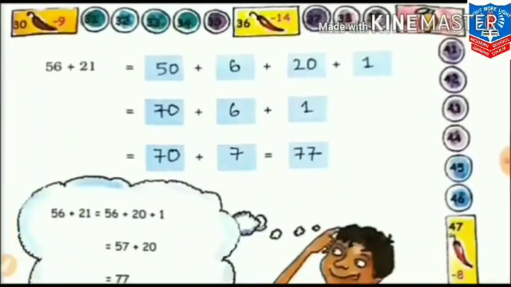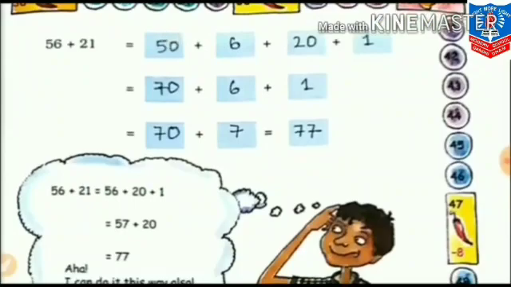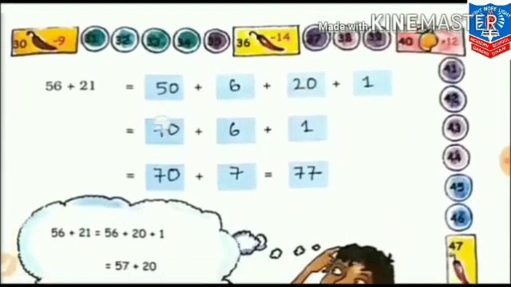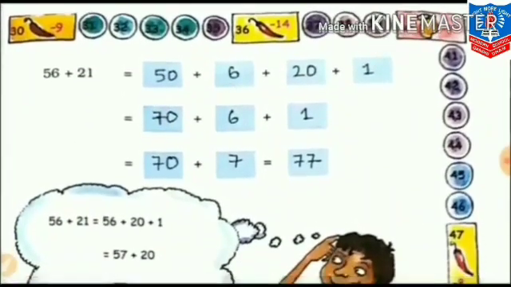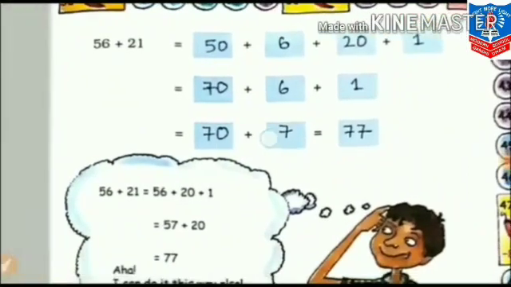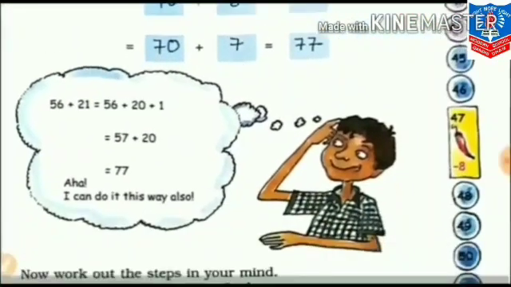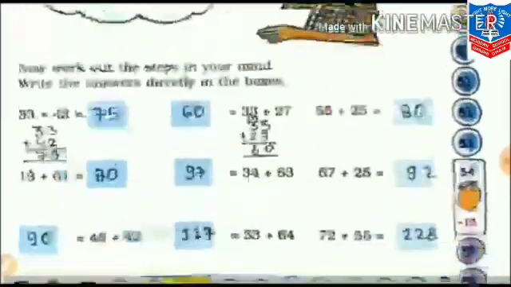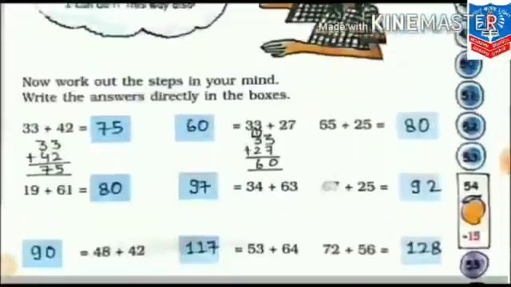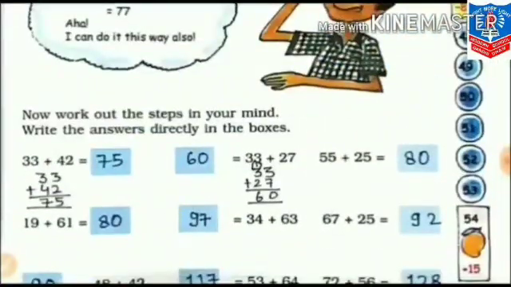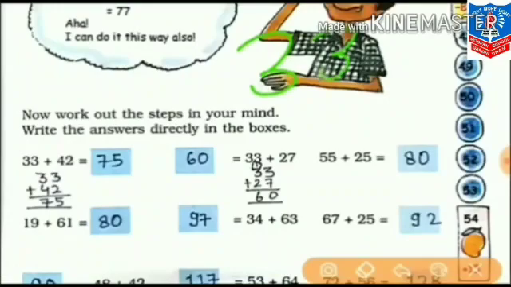See the other one. 50 plus 56 plus 21. So split 56, it will become 50 plus 6. And 21 can be split as 20 plus 1. So 50 plus 6 plus 20 plus 1. 50 plus 20 becomes 70. 70 plus 6 plus 1. Okay. So your answer is 77.